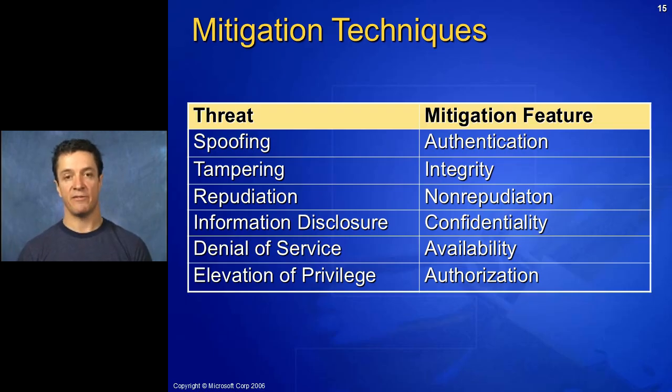For information disclosure, you have confidentiality technologies like, again, access control lists or permissions. Encryption is another good example of confidentiality technologies. For denial of service, you have availability technologies like quotas and throttling and so on. And finally, for elevation of privilege, you have authorization technologies. For example, are you actually allowed to perform this privileged action? And if the answer is no, then it fails. So there are some very, very broad techniques that you can apply. And that's automatic. And then finally, from those techniques, you need to choose the appropriate technology to mitigate that specific threat.